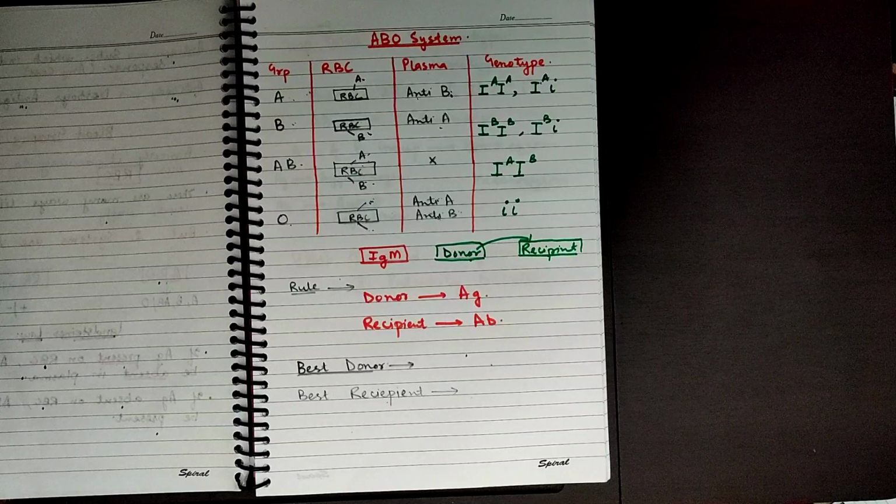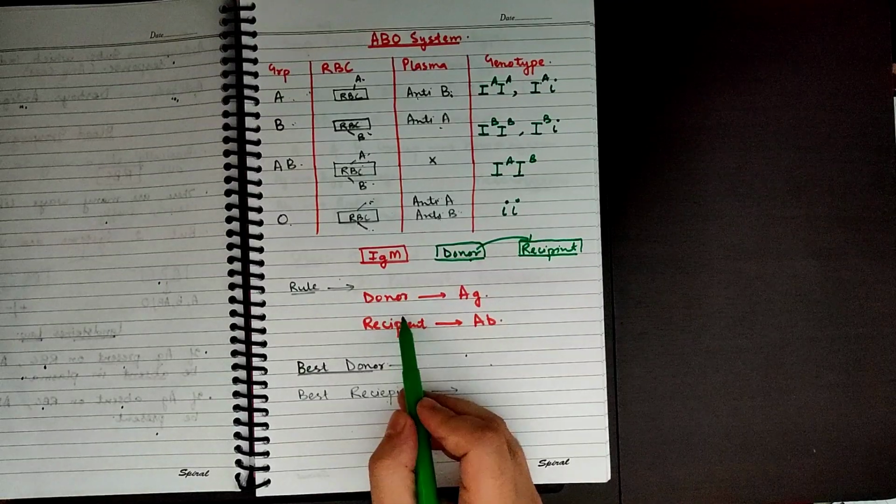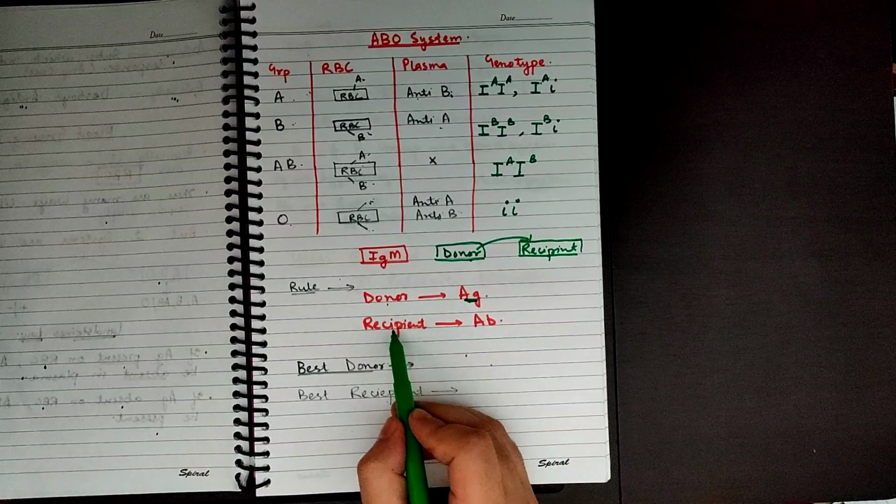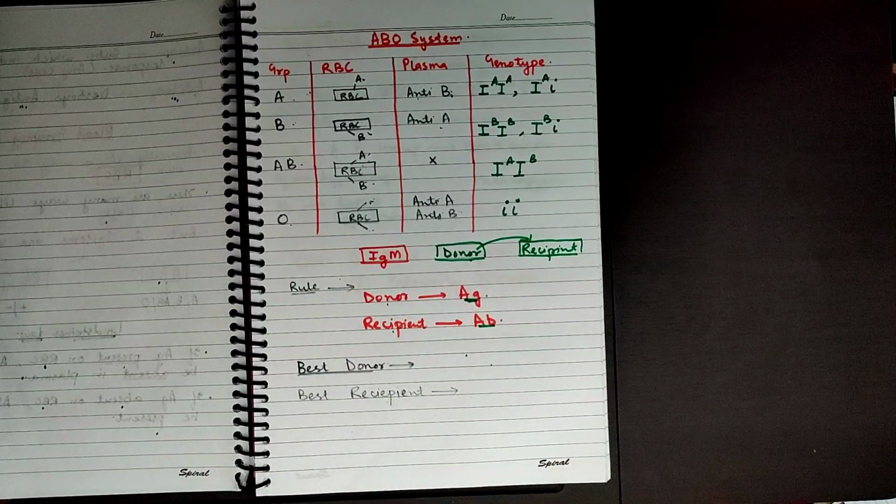We will try to solve these questions, but as a rule I want you to remember: we will always check the antigen of the donor and always check the antibody of the recipient. This is very important. We will always check the antigen of the donor and we will check the antibody of the recipient. This is very, very important. Let me give an example to understand this concept better.